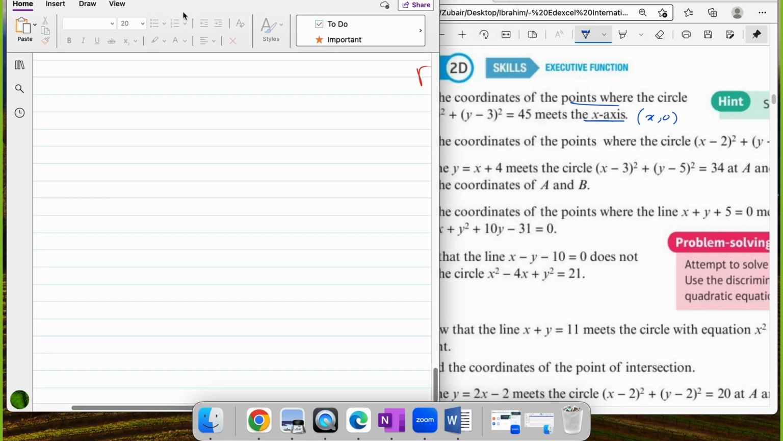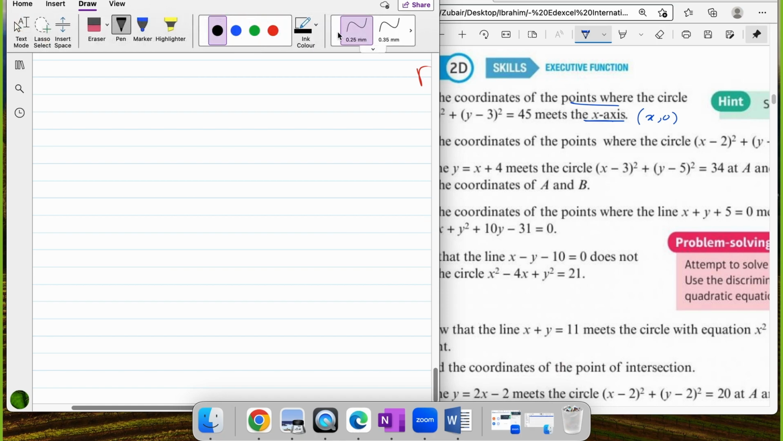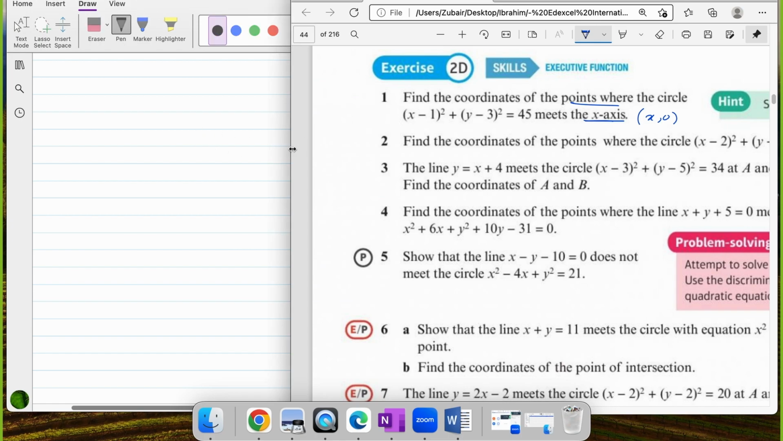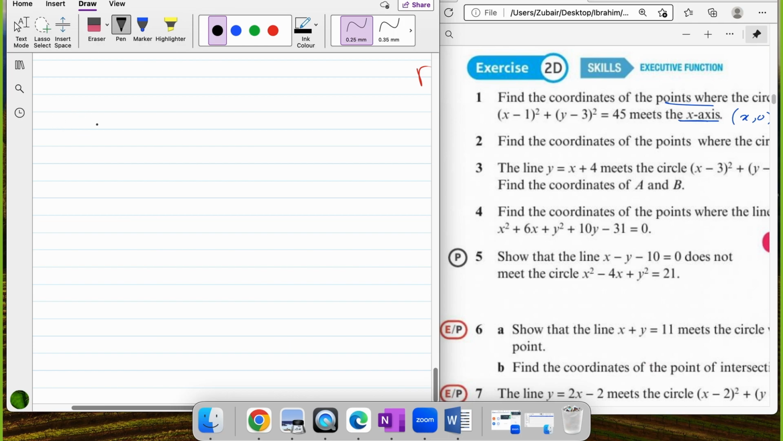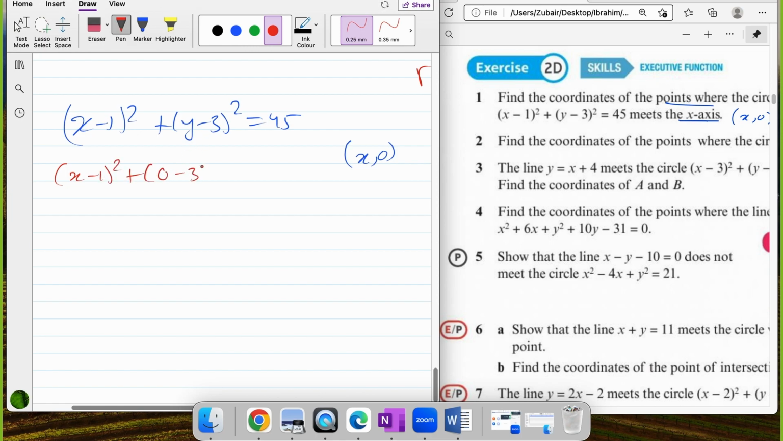So we have it like this. x minus 1 whole square plus y minus 3 whole square is equal to 45, and when it meets the x-axis, this is x comma 0. So this is x minus 1 whole square plus 0 minus 3 whole square is equal to 45.